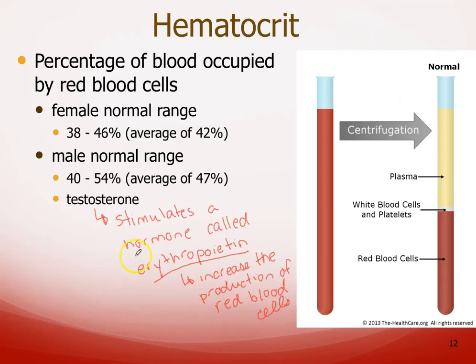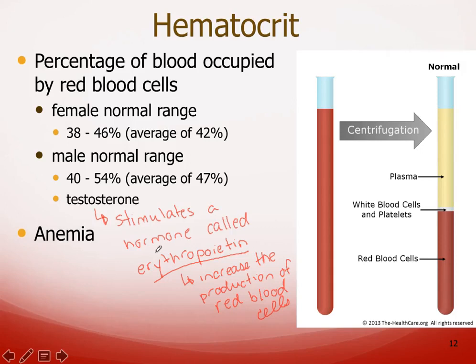Now, something to keep in mind is that both males and females have testosterone. It's just that the ratio of estrogen to testosterone is going to be different between the two genders, right? So females have a lot more estrogen compared to testosterone, and males have more testosterone compared to estrogen. So basically, more testosterone, more stimulation of this erythropoietin, higher number of red blood cells in males. Hopefully that makes sense.